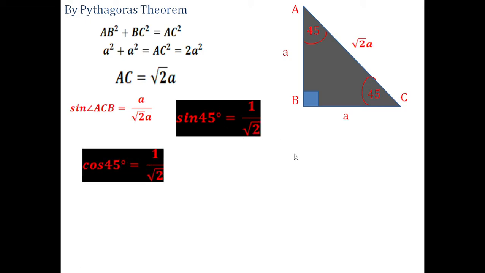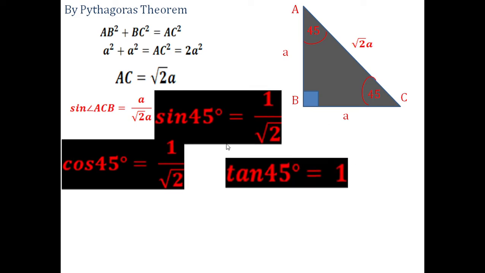Similarly, we can calculate cos 45 degree. So cos 45 degree in context of angle ACB only, base is BC, that is A unit, and hypotenuse is root 2A. So ultimately the same ratio, cos 45 is also 1 by root 2. Now tan 45 is sin 45 by cos 45, because tan theta is sin theta by cos theta. Thus 1 by root 2 divided by 1 by root 2, and hence it is 1. So we got these three ratios for 45 degree.